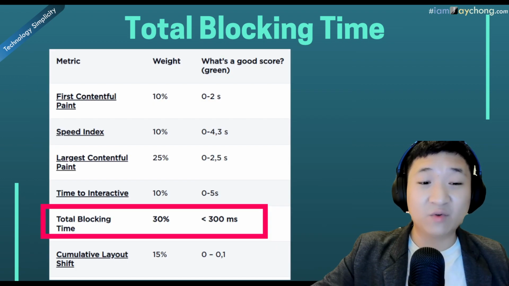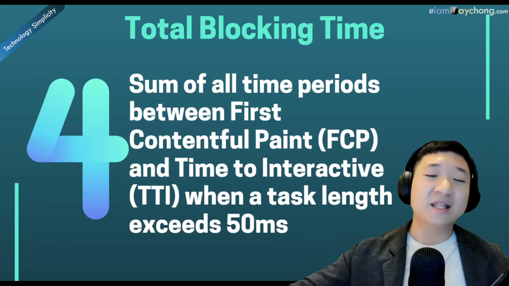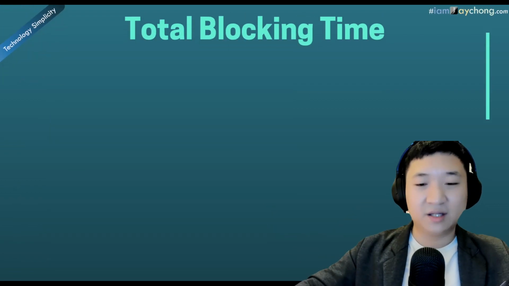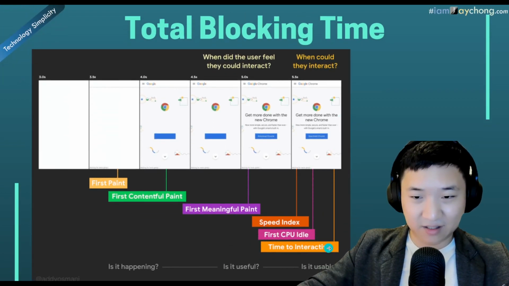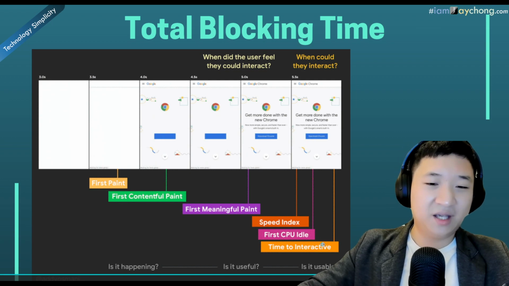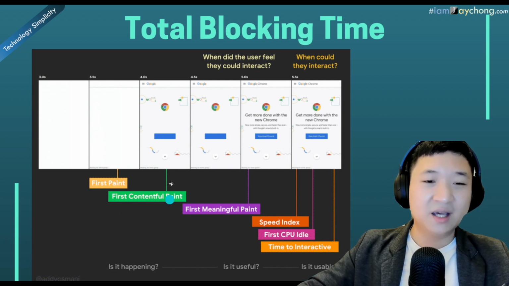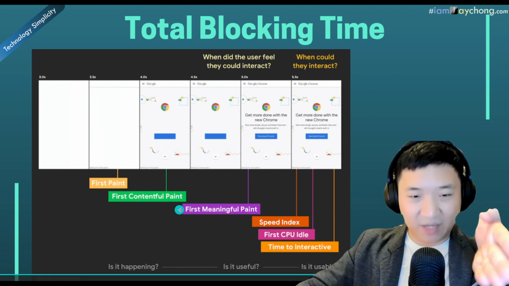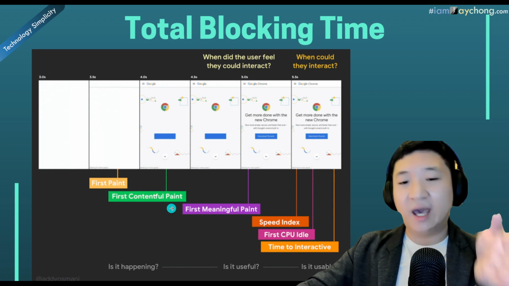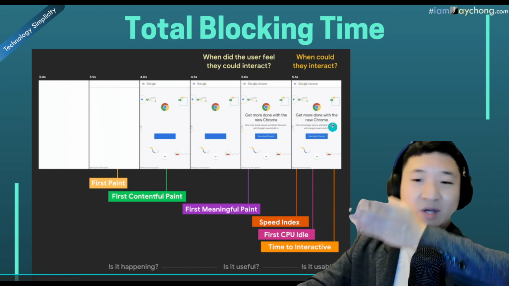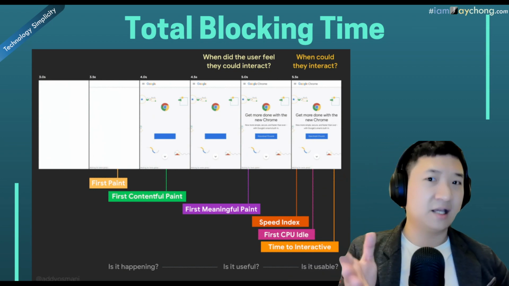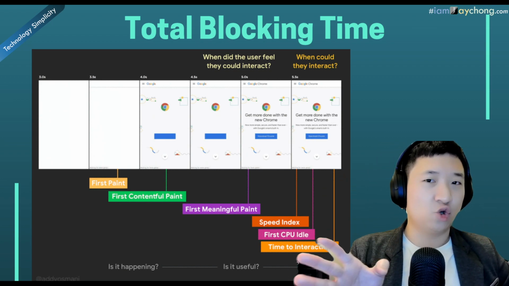Let's go back to the formula one more time. It's between the FCP and TTI. So look at it this way. TTI is here, the yellow color. FCP is here. So from here to here, it's happening while the page is loading, and is it usable yet, so you can click the button? So this is called total blocking time. Can you understand? Yes, no, yes, no.